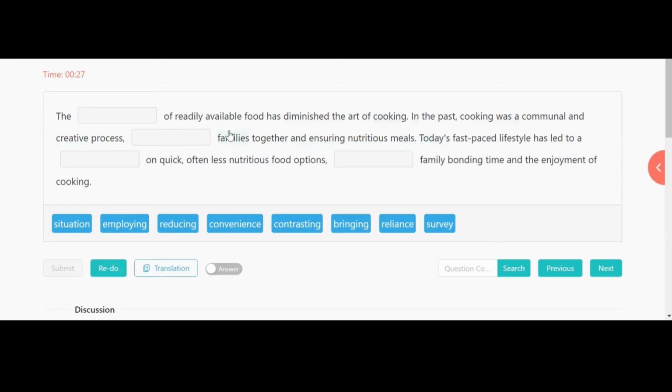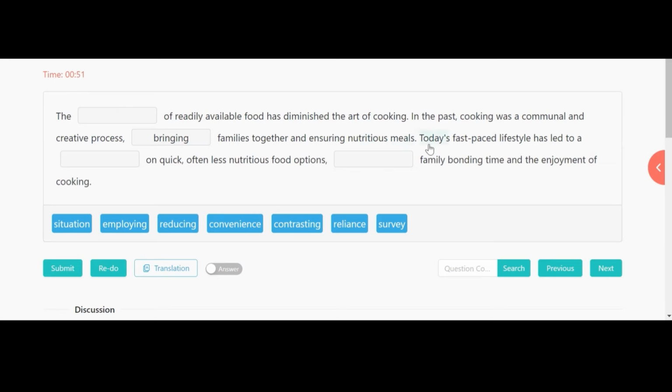If cooking brought people together in the past, remember we put the word here, bringing. It means that the best option there will be bringing, because when we talk about communal, it's about togetherness and all that. So we said here that in the past, cooking was communal and a creative process. So we decided to go with the word bringing families together, because that's the best option that will be here if you understand the sentence.